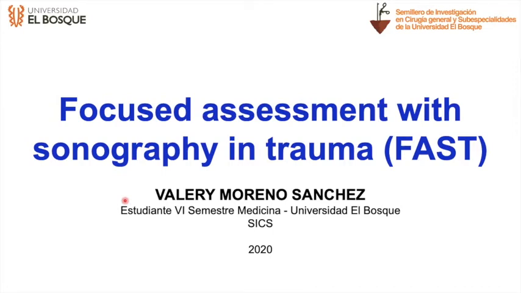And because abdominal trauma is often related to intra-abdominal organ injury that can lead us to intraperitoneal hemorrhage or pneumothorax, for example, today we're going to see this exam that is a very quick, reliable, and accepted exam that allows us to identify any intraperitoneal fluid.